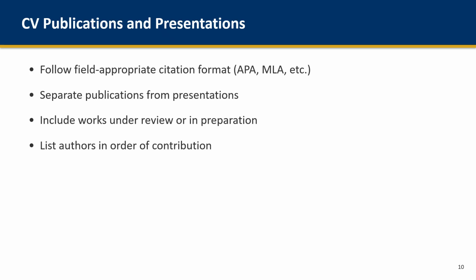List authors in the order they appear on the work. Academic authorship conventions vary by field, but the order typically reflects contribution level. If you're not the first author, you can bold or underline your name to make it easy to identify.